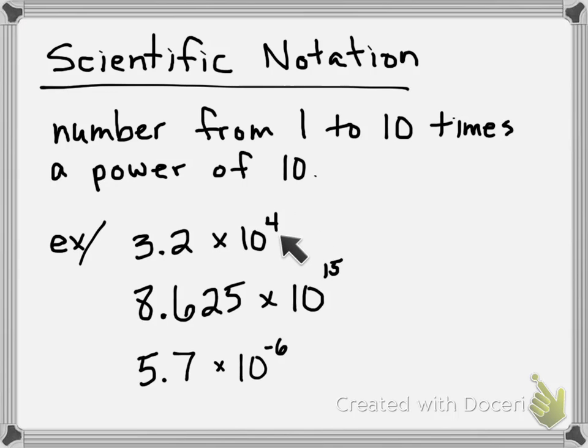Okay, this one has a power of 4. That one has 15. This one has a negative 6. Okay, either way. And if you remember from yesterday, if it has a positive exponent, like these two, then it's going to give you a large number. Okay, the larger the exponent, the larger the number. And if it has a negative exponent, then it's going to give you a small number. Okay, and the more negative the exponent, the smaller the number.